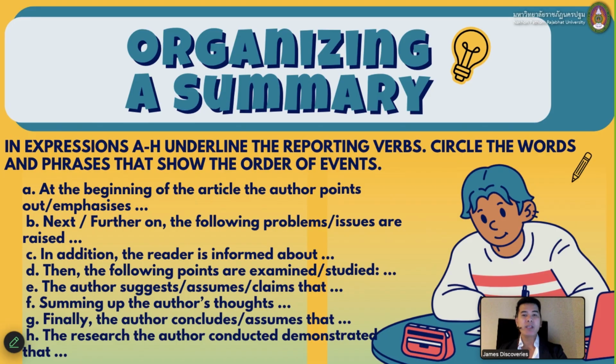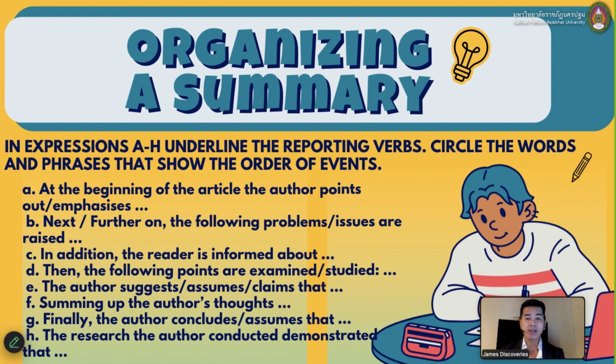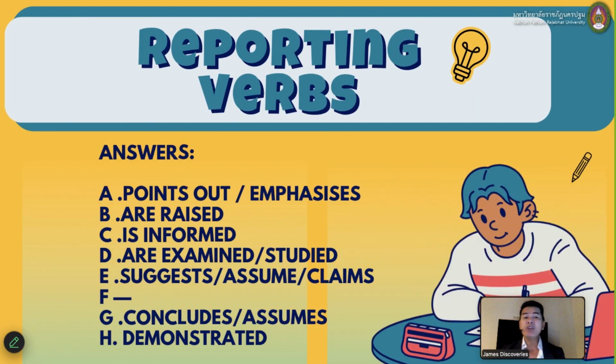So let's go. These are the reporting verbs. Points out, emphasizes. As you can see a while ago, look at this one. At the beginning of the article, the author points out. Okay, you can also use according to Dr. Melise, she said or she points out something like that. So that is how you will start your summary. That is how you are going to organize your summary. So these verbs are very useful: informs, argues, examines, suggests, assumes, concludes, or demonstrates.